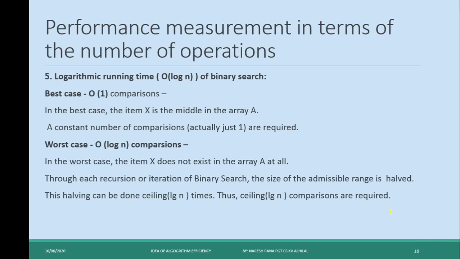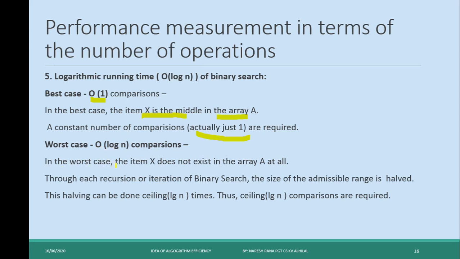Then logarithmic running time O(log n) in binary search. So best case: O(1) comparisons. In the best case, the item X is in the middle of the array. A constant number of comparisons, actually just one, is required. Worst case: O(log n) comparisons.